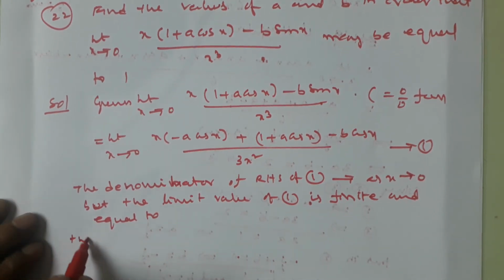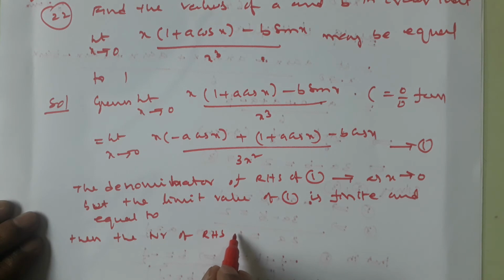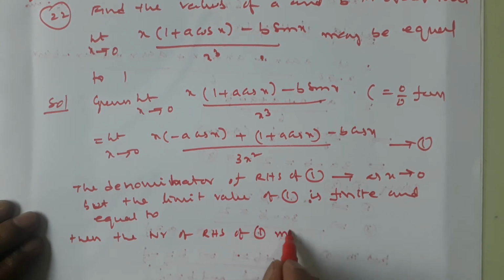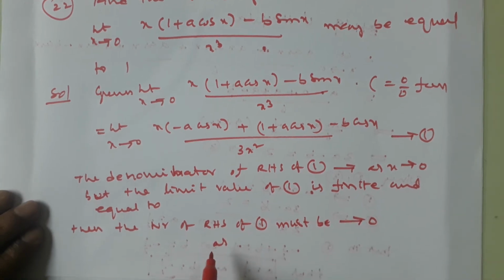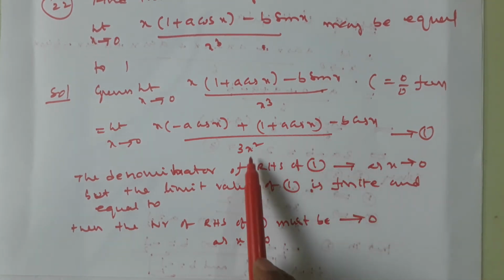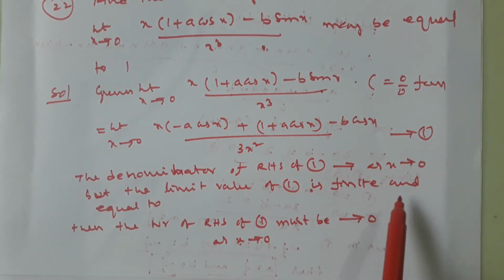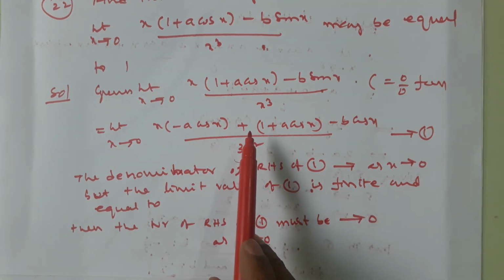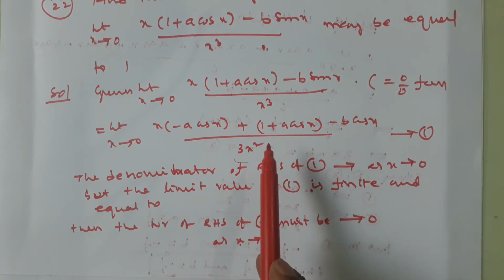Then the numerator of the RHS of 1 must also tend to 0 as x tends to 0, because if only the denominator is 0, automatically the limit value would be infinite, but the given value is finite, so the numerator also must be 0, at that time 0 by 0 form. Then we can proceed to find the finite limit value.